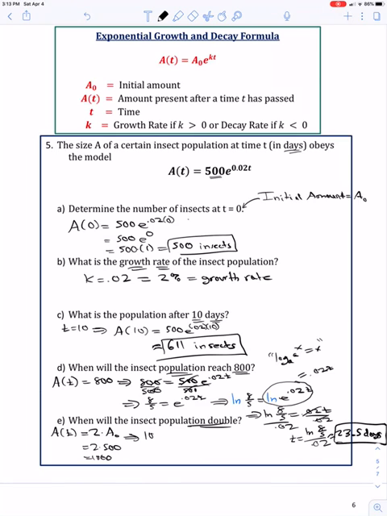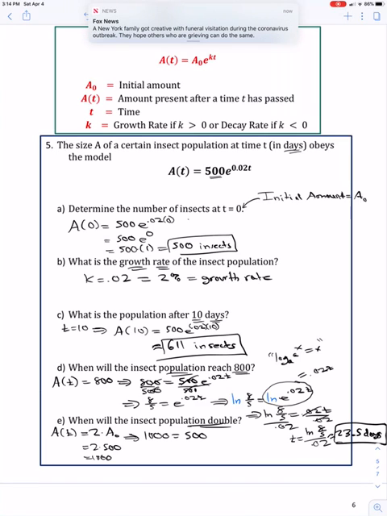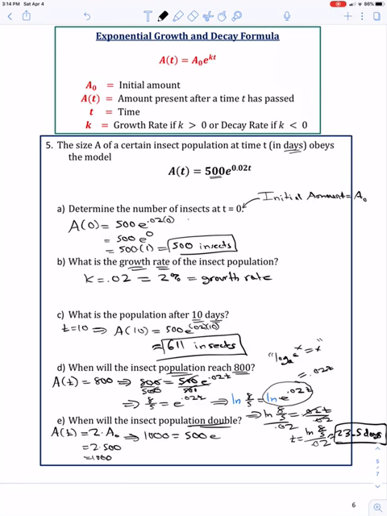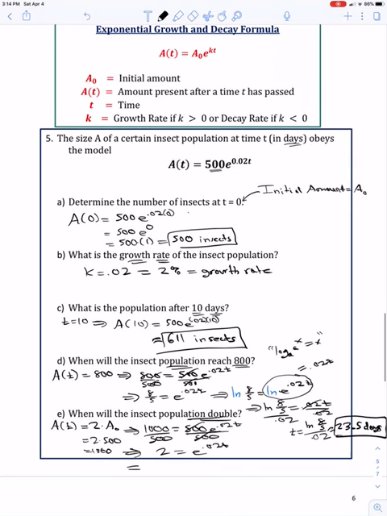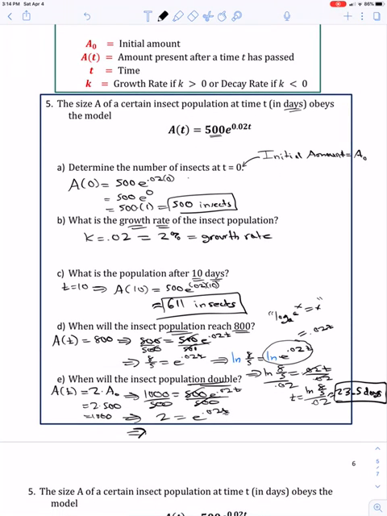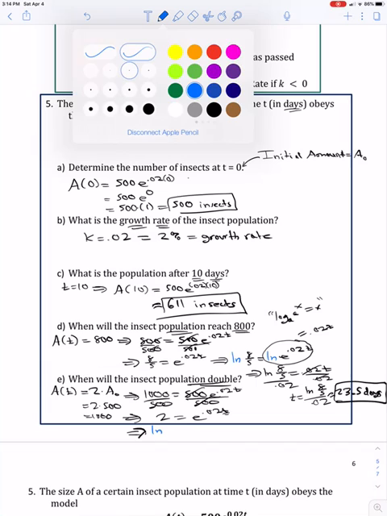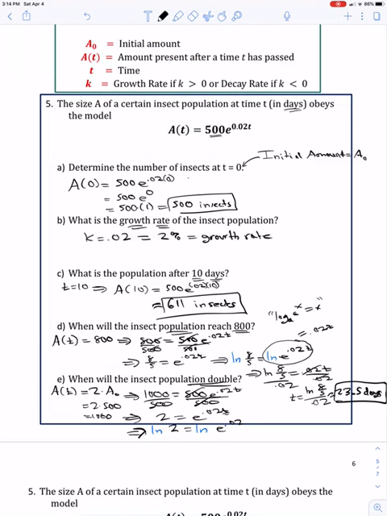So in our model, when will 1,000 equal 500 times e to the 0.02t? So we solve this equation. We divide out 500 on both sides to isolate the exponential term: 2 equals e to the 0.02t. We need to take the natural log of both sides so we can bring down t and solve for it. Since we're dealing with the natural number e, we make this a lot easier by using natural logarithms. So the natural log of 2 equals the natural log of e to the 0.02t.